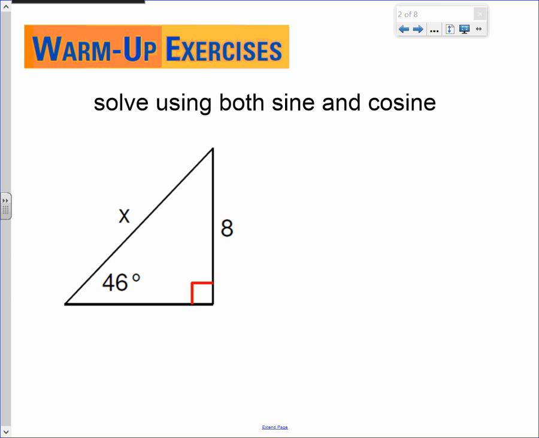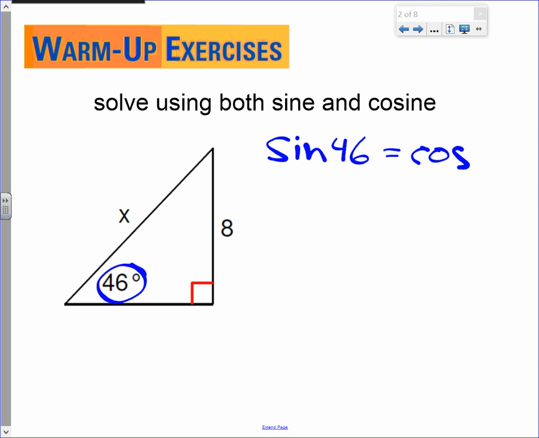All right. Let's solve using the sine and the cosine. I have an acute angle, 46 degrees. I can use the sine of 46, like I said yesterday, or I can also use the cosine of the other acute angle. In this case, 90 minus 46 is going to be, one more time, Garcia? 34 sounds great to me. So this is going to be 34 degrees.